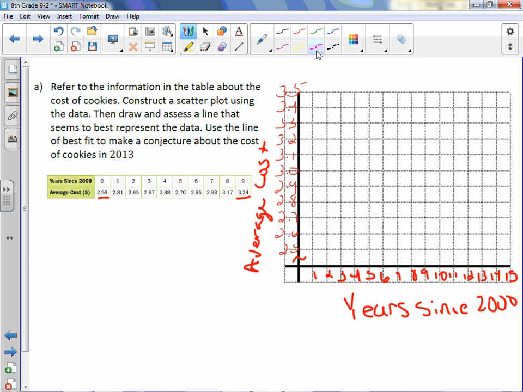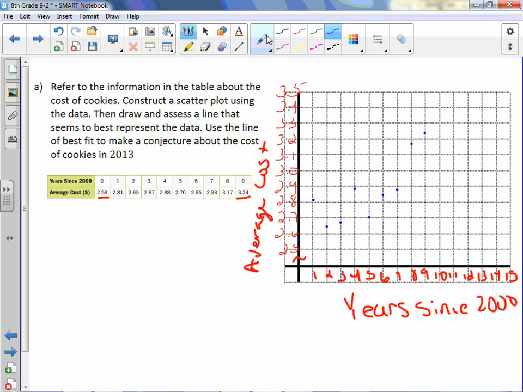Now let's plot the points. 0, 2.59, 1, 2.81, 2, 2.65, 3, 2.67, 4 is 2.88, 5 is 2.7, 6 is 2.85, 7 is 2.88, 8 is 3.17, and 9 is 3.24.